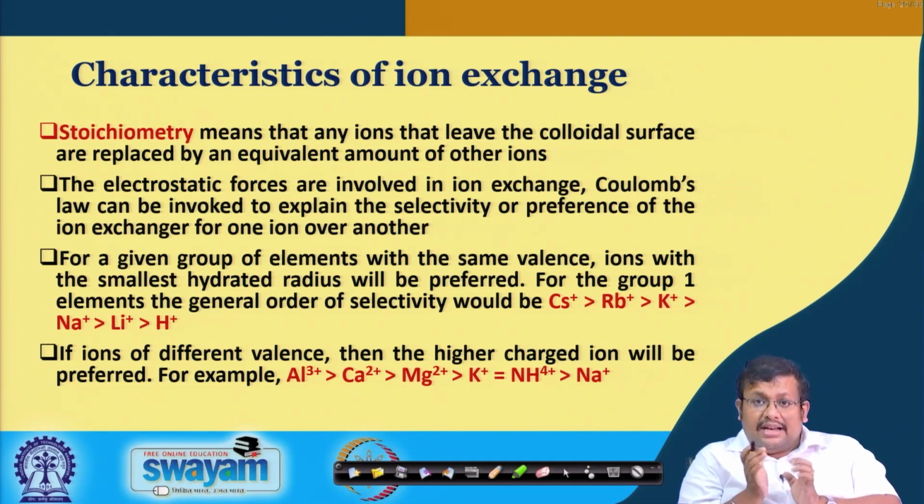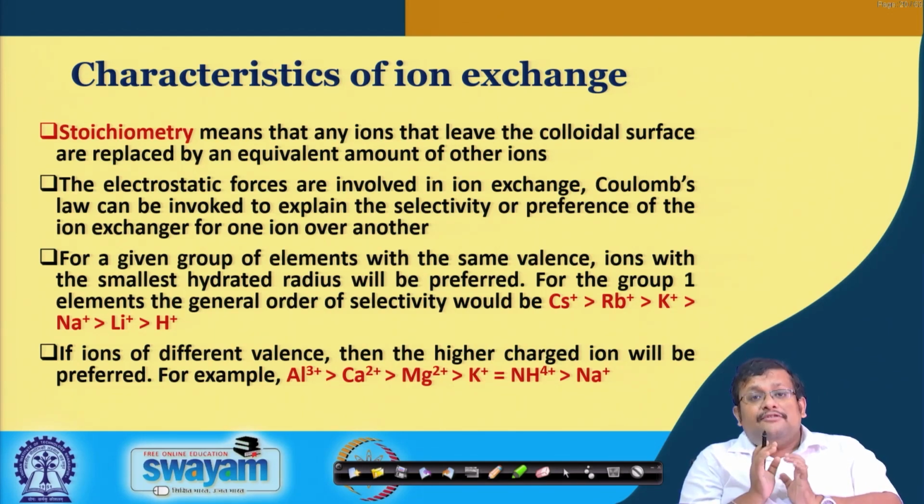As a result, the thickness of the diffuse double layer is also very small in the case of cesium, and the attraction is greater for cesium than for rubidium, potassium, sodium and lithium, which have larger hydrated radii. When there is a larger hydrated radius, the diffuse double layer thickness also increases.